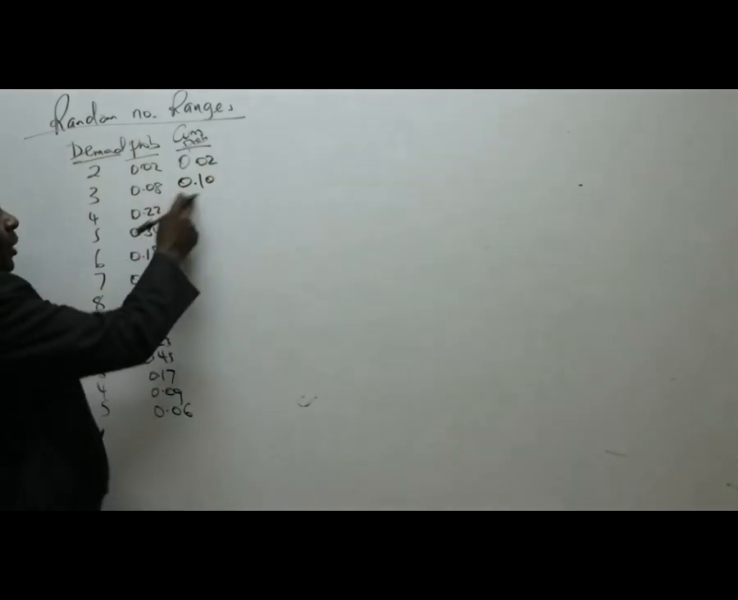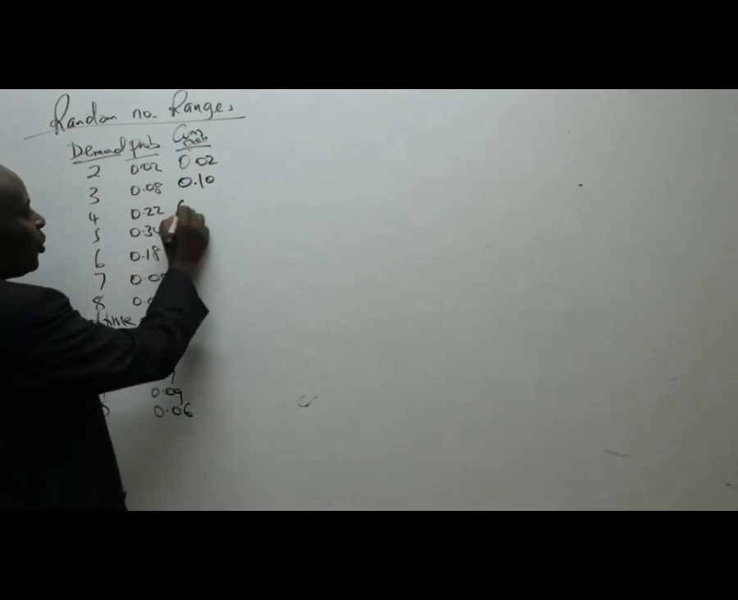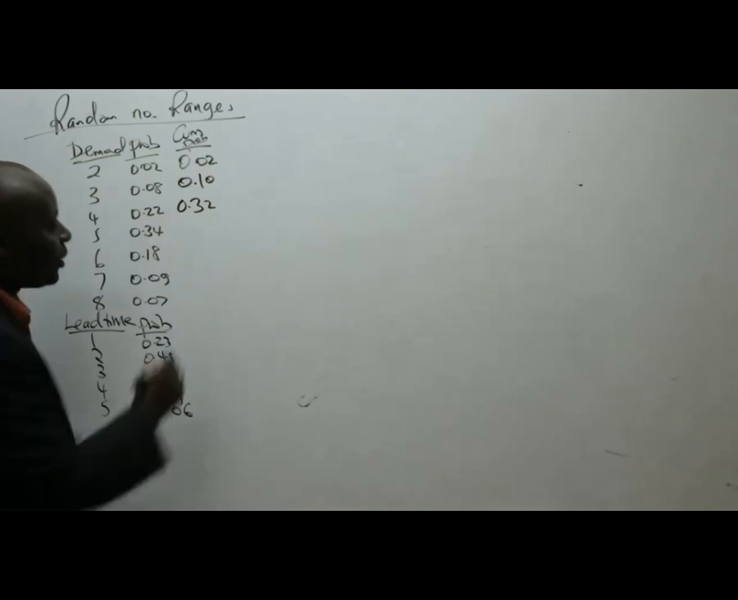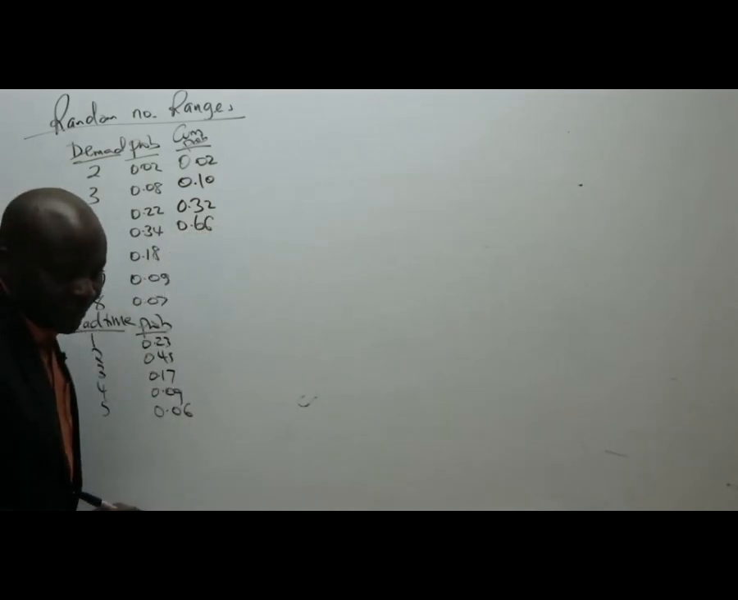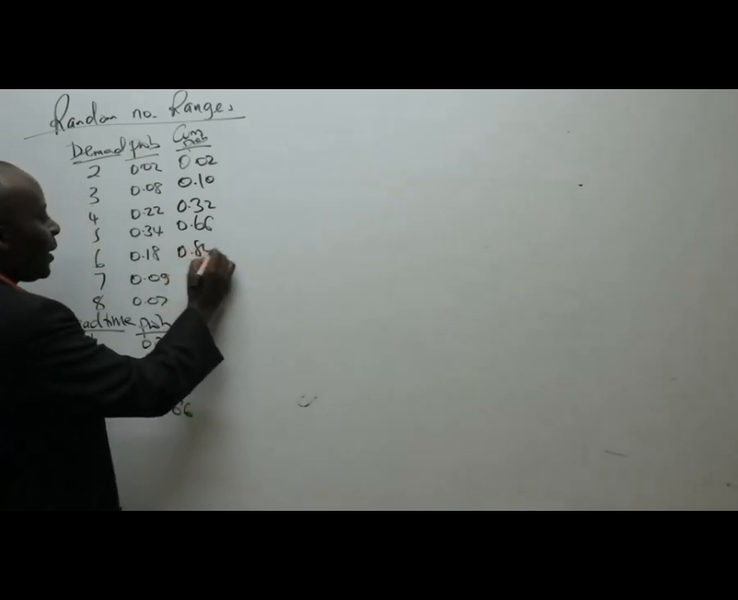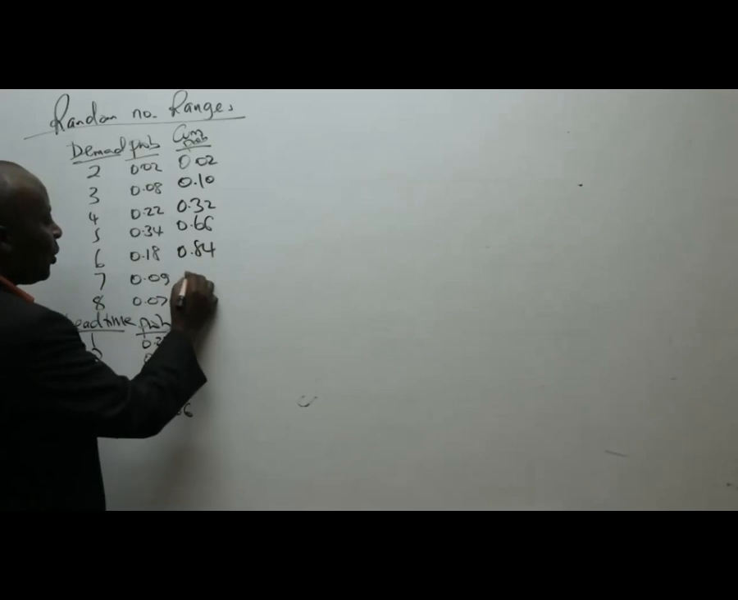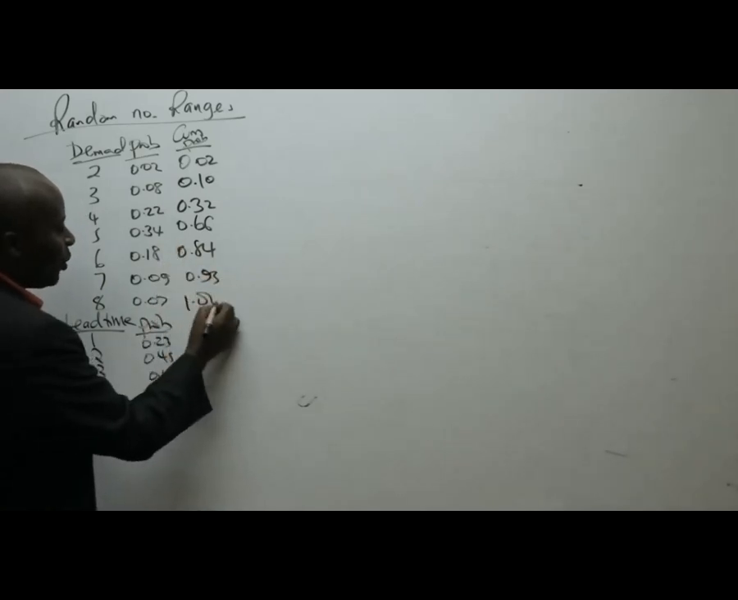So 0.10 plus 0.22 gives us what figure? 0.32. 0.32 plus 0.34 is 0.66, thank you very much, plus 0.18, 0.84, plus 0.09, 0.93, thank you very much, plus 0.07, that gives us 1.00, thank you very much.